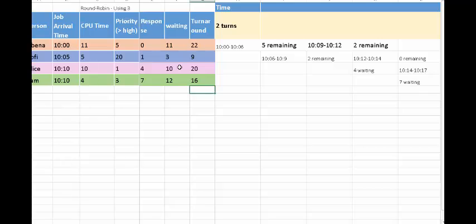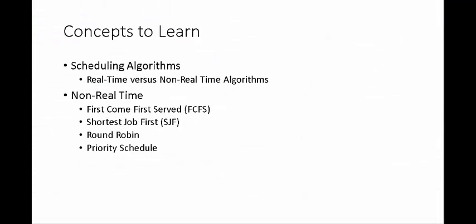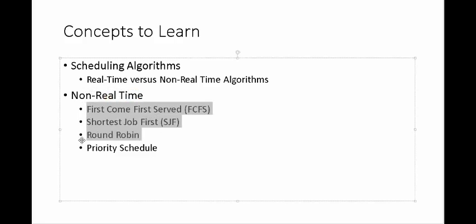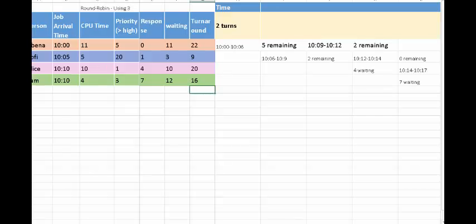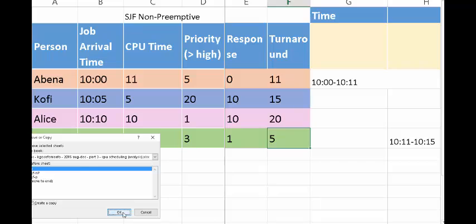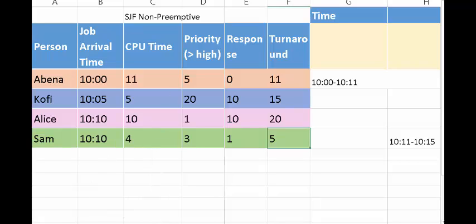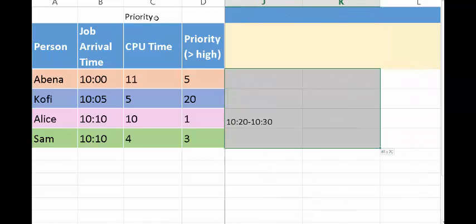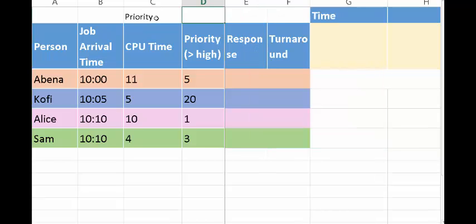Right. So with this, we've covered the schedules: first come, first served, shortest job first, round robin. For priority, it just means you use the priority. It's similar to shortest job first, but you're going to be using the priority. I'll just do one to show. Right. And for priority as well, you have to ask yourself, are you allowing preemption or no preemption? Right. So for priority, I'll do no preemption. Very easy. So Abena came in at 10.